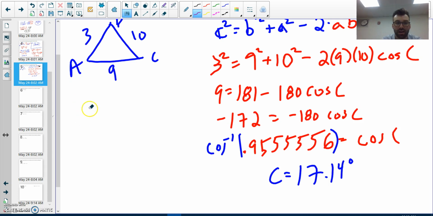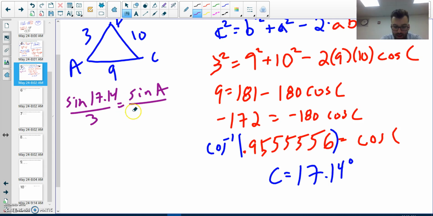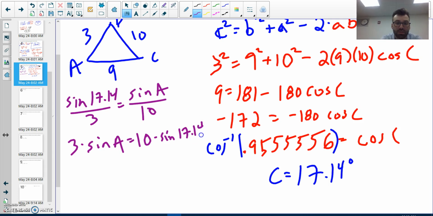Now I want to use the law of sines. Because I have an angle, I can go sine of 17.14 over 3 equals... and you can use A, or you can solve for B, whichever one you prefer. I'm just going to go A, because A is first in the alphabet, in case you were wondering. Cross multiply: 3 times the sine of A equals 10 times the sine of 17.14.